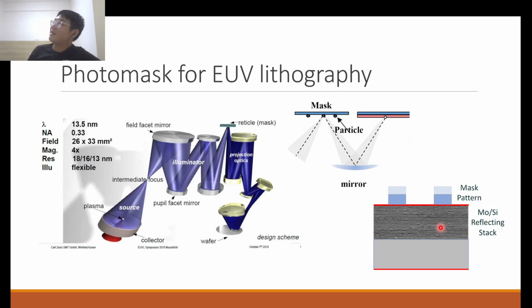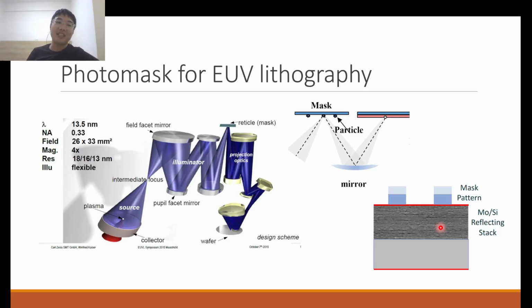Because it's very interesting: the interplanar distance between your molybdenum and silicon layers is just nicely half the wavelength of the EUV light, so half of 13.5 nanometers. And so by Bragg's diffraction equation, you'll see that this exactly results in constructive interference, resulting in very high efficiency of the reflection of EUV light off the surface.